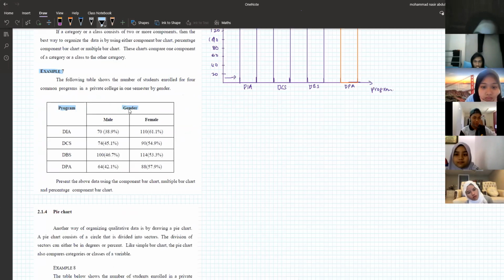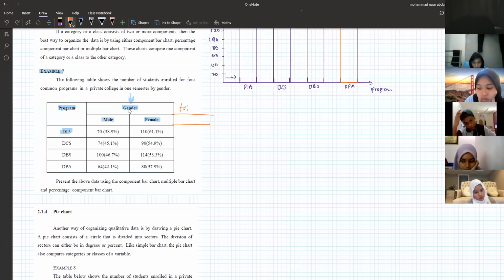In gender, let's say the second category variable, you can have more than two categories. Let's say category 1, category 2, category 3, and 4. For this example, you have two categories. So in program diploma accountancy, you have male and female. And of course, this is not a complete table. You need to extend another column to indicate the total value of each category.